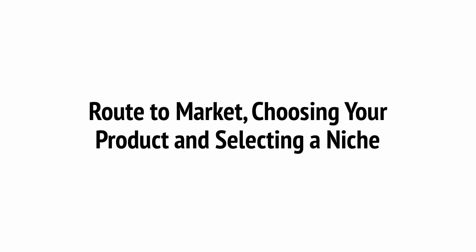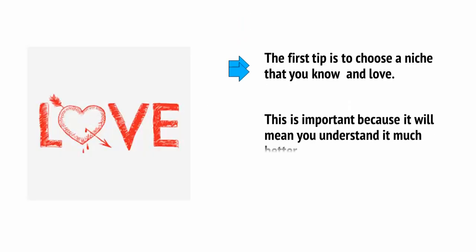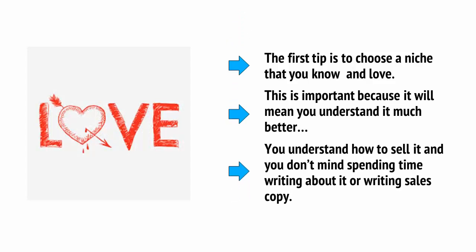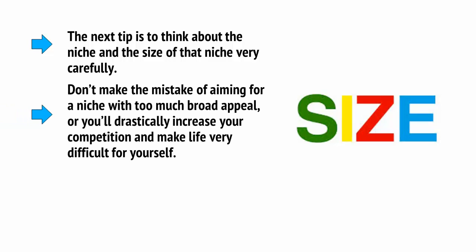What is actually much more important is selecting the right product to begin with and then promoting it to the right people. The first tip is to choose a niche that you know and love. This is important because it will mean you understand it much better, you understand how to sell it, and you don't mind spending time writing about it or writing sales copy. The next tip is to think about the niche and the size of that niche very carefully. Don't make the mistake of aiming for a niche with too much broad appeal, or you'll drastically increase the competition and make life very difficult for yourself.